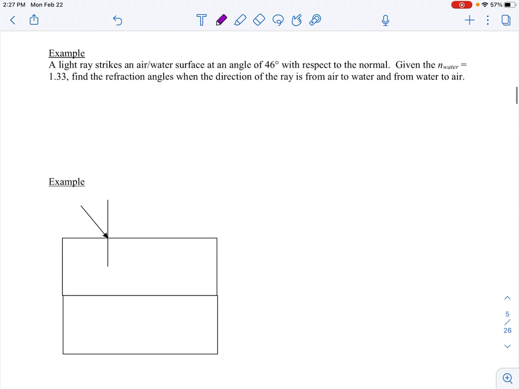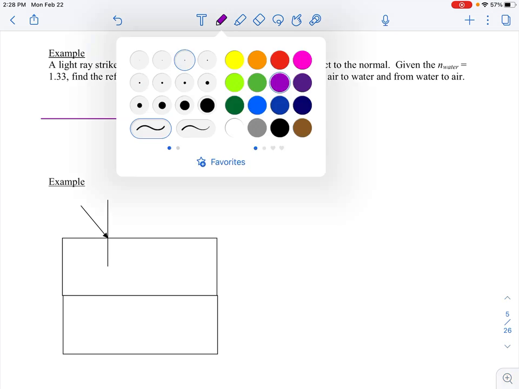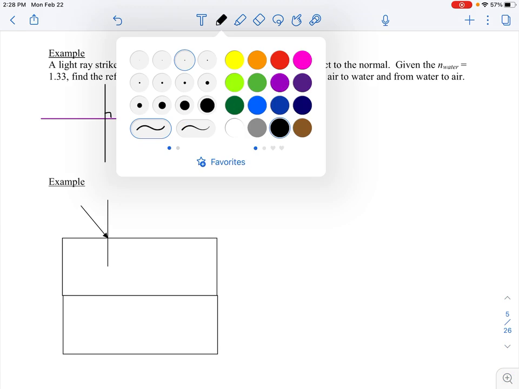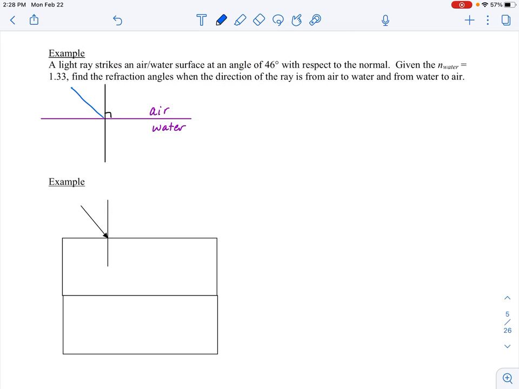Okay, so let's do some examples. A light ray strikes an air-water surface at an angle of 46 degrees with respect to the normal. Okay, I'm going to make a little sketch of this. So I'm going to have air, water. I'm going to draw the normal. I'm going to draw the light ray. Okay, 46 degrees is going to be my incident. Given that the n of water is 1.33, find the refraction angles when the direction of the ray is from air to water and then from water to air.